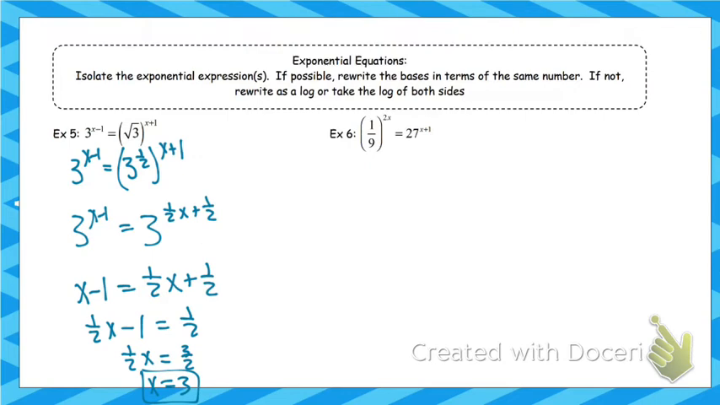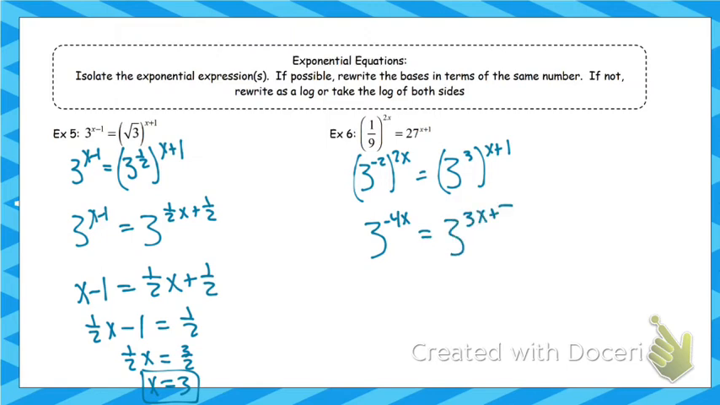All right, 6 is a little trickier, but again, we want to write both sides in terms of the same base. Both of these can be rewritten as 3 to the something power. 1/9 is the same thing as 3 to the negative second. 27 is the same thing as 3 to the third. Those exponents get multiplied together. So this is 3 to the negative 4x. This is 3 to the 3x plus 3. Once those bases are the same, we just set the exponents equal and solve for x.